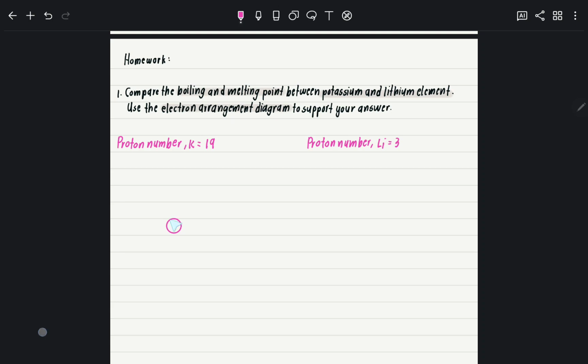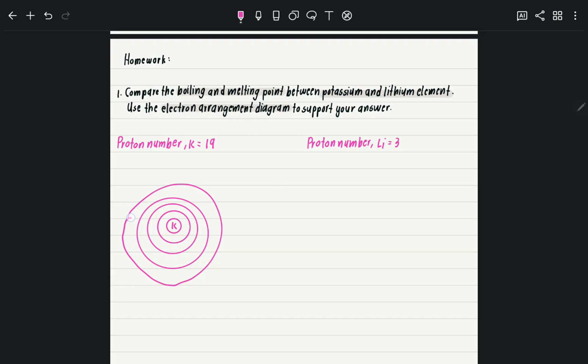So this is the nucleus. This is the first shell, this is the second shell, this is the third shell, and this is the last shell. So why do I draw 4 shells? Because the proton number is 19, so the electron arrangement is simply: the first shell can fit a maximum of 2 only. So from 19 I take 2, so 17 left.